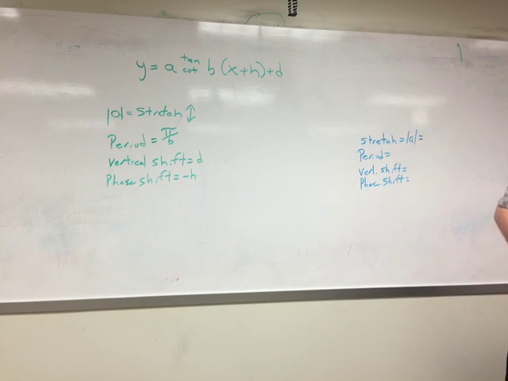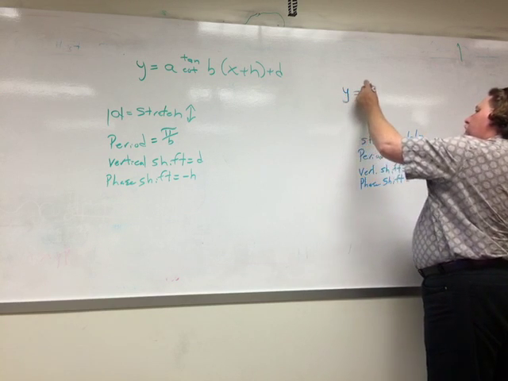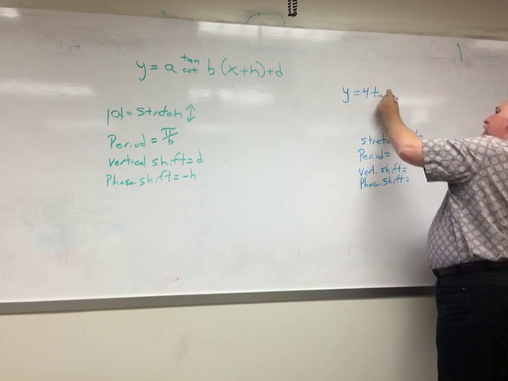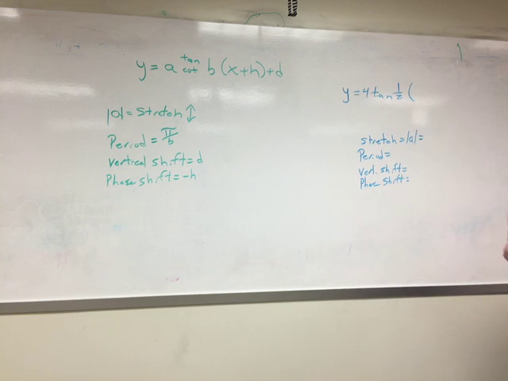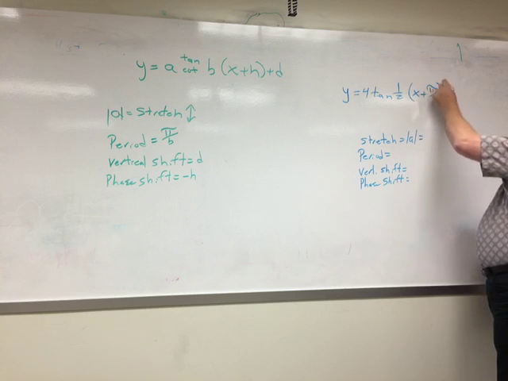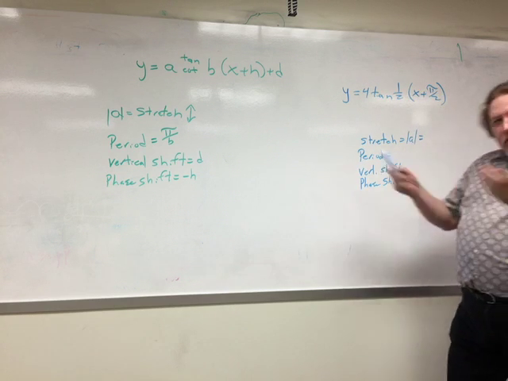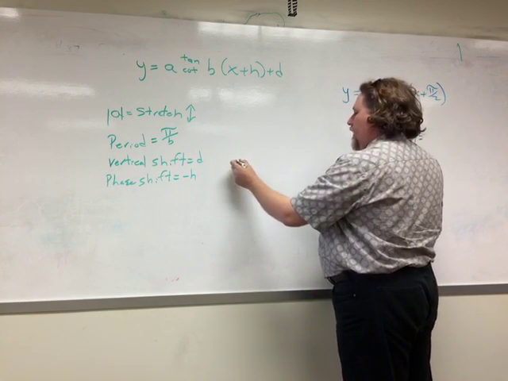So here comes our last example. Y equals 4 times the tangent of 1/2 x plus pi over 2. So first I'm going to draw my box. My box looks different, but I'm still starting by drawing my box.